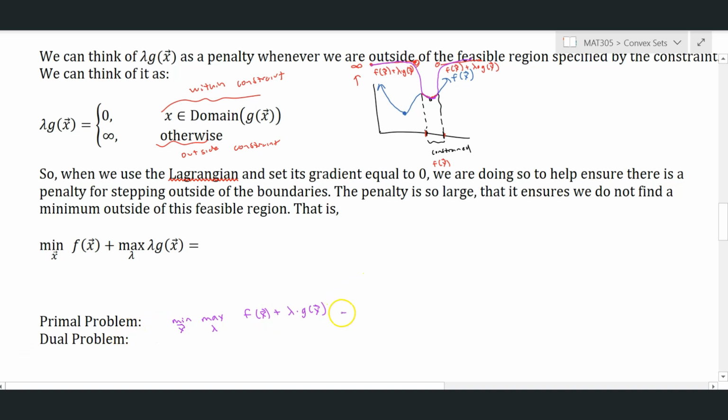And so you can think about this as the minimum with respect to x of the maximum with respect to lambda of our Lagrange function. And so that's why it's convenient to write it that way.